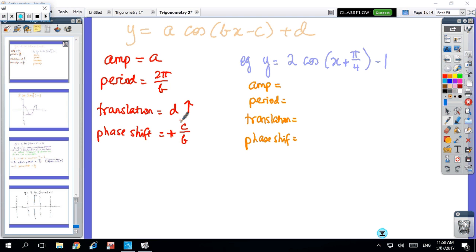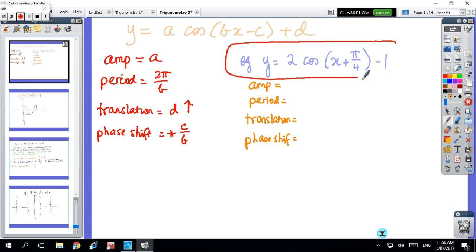Okay, so we're looking at the other trig functions that you need to be able to manipulate. The formulas are basically the same as with the sine. So you're looking at this example here. Try to work out what the amplitude, period, translation and phase shift are. Pause and have a go, and then come back when you're ready.